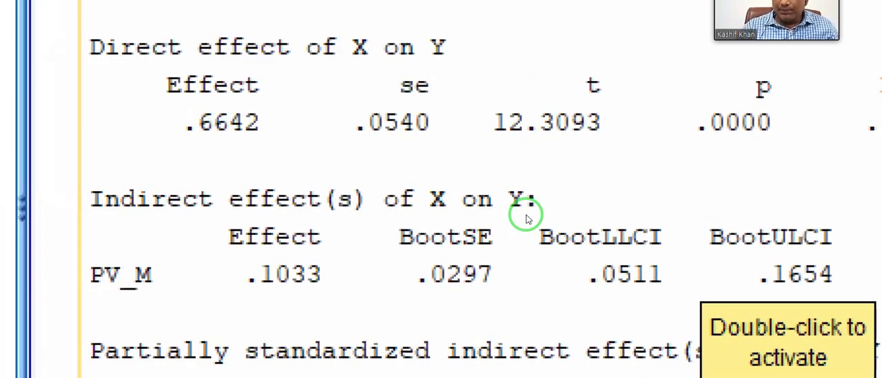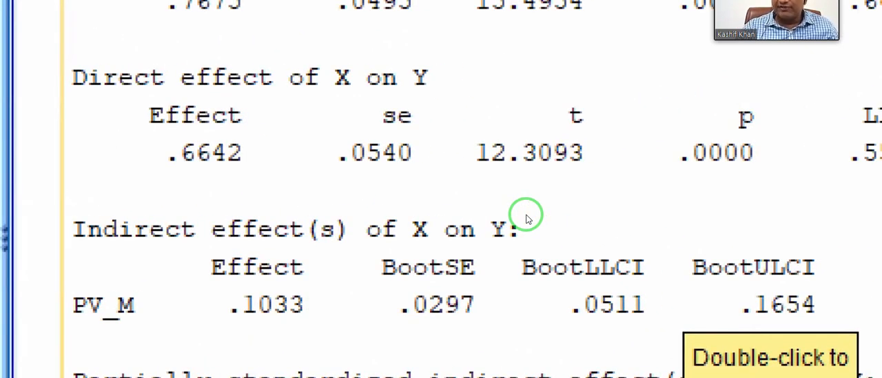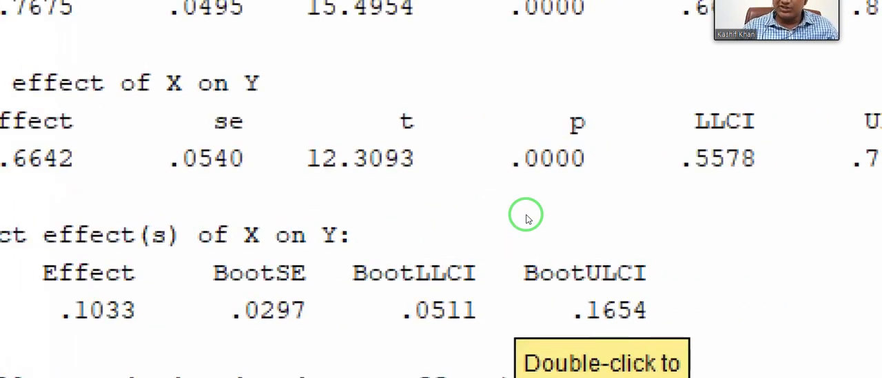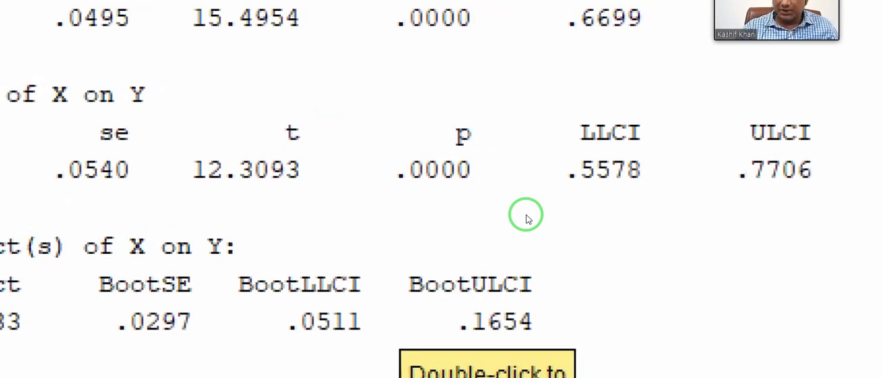And the rule for upper limit and lower limit is that if you want to establish whether there is mediation going on or not, we just need to look at these lower limit and upper limit. It's also called confidence interval. Actually, these are confidence intervals as far as I understand. There should be no zero between these. So between 0.0511 and 0.165, there is no zero between, right?